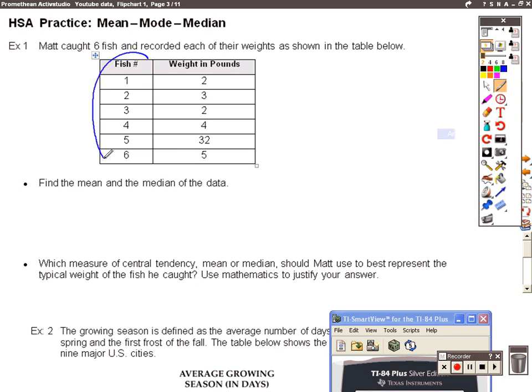this column right here, all it's telling me is just numbering the fish. It's saying that fish number 1, fish number 2, fish number 3, number 4, number 5, number 6. There was only one fish caught each time. It's just numbering them. So the data that we're interested in is the weight of the fish, because that tells us right here, that's the important column.